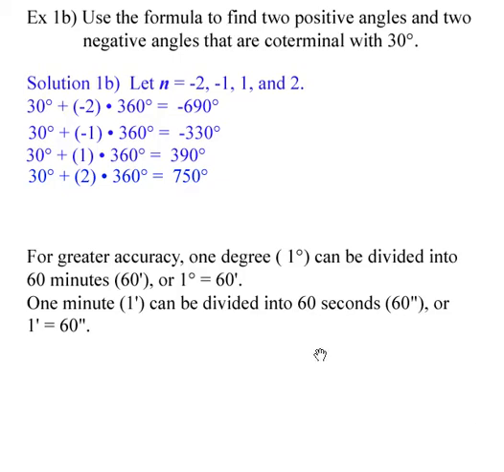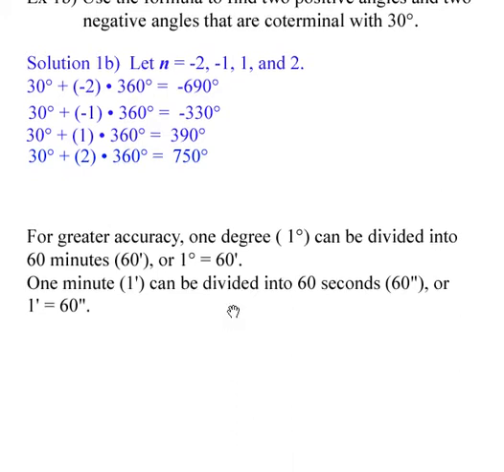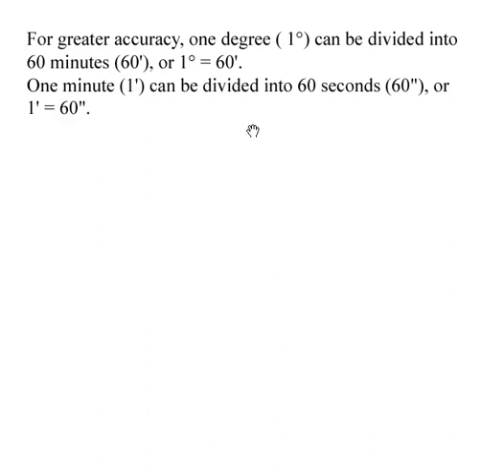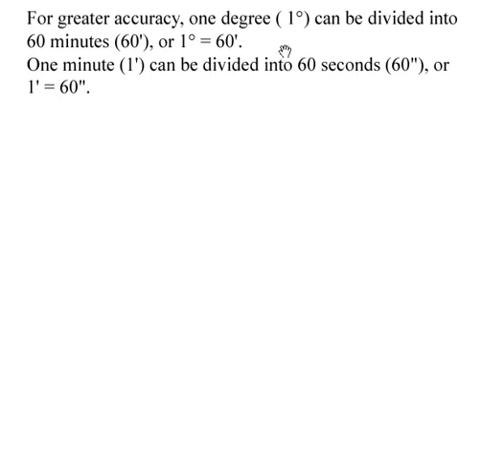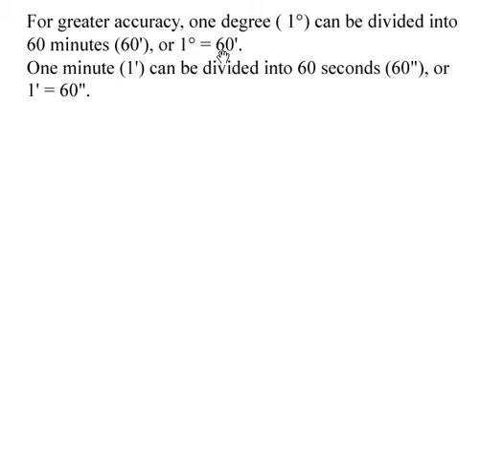same position. Alright, now it's time to talk about another way of measuring angles in degrees, because 1 degree is not accurate enough. So we take that 1 degree and we divide it into 60 equal portions, each one called a minute or 60 minutes. So 1 degree is equivalent to 60 minutes.